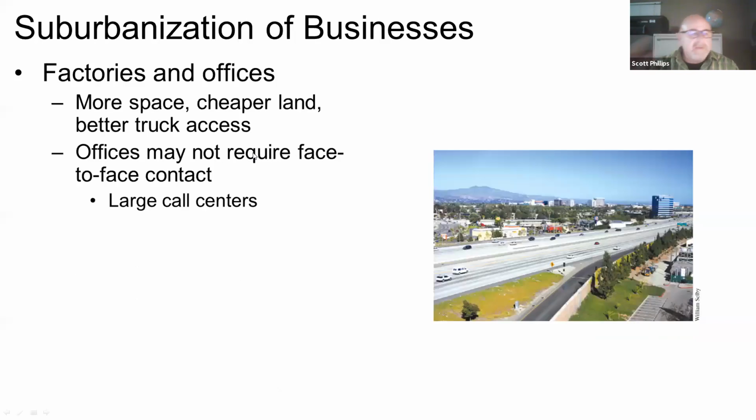Same goes with factories and offices. They are often large, so they go outside of the Central Business District to find cheaper land and better access to freeways, easier transportation. And then in some cases, they may not need to have face-to-face contact. You can have large call centers that can easily move out to a non-urban area.